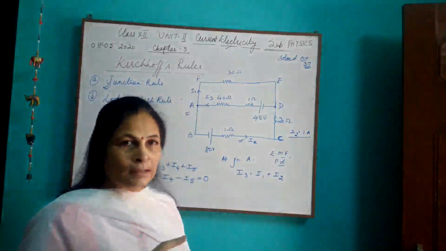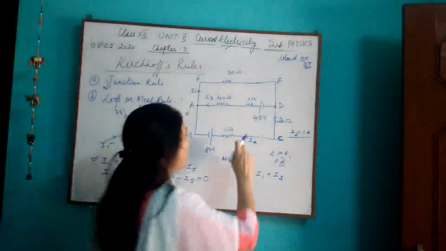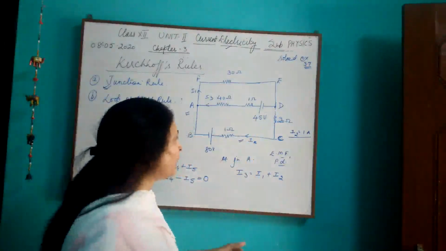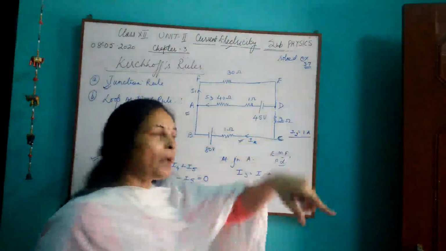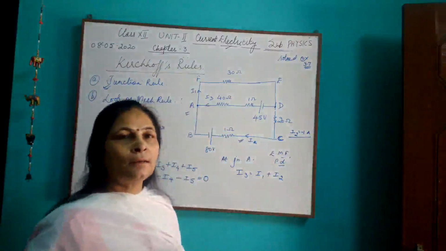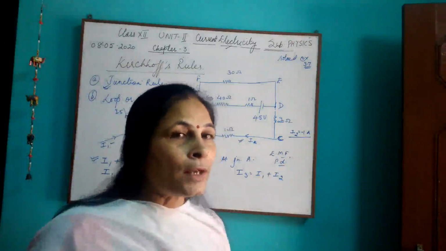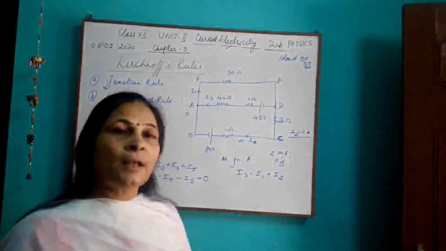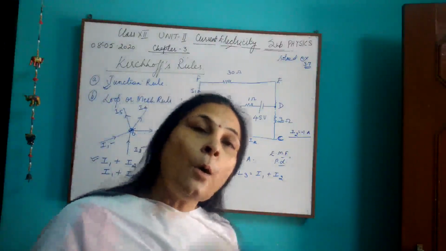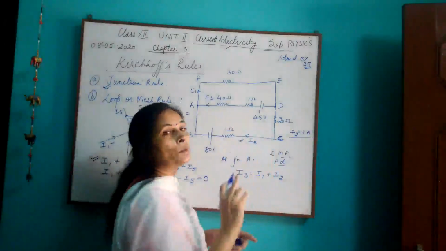And suppose I would not have taken I2 in this direction, I would have taken it in this direction. I can take any direction in the branch. Then my I2 will automatically come out to be minus 1 ampere. So what will I understand from here? That whatever direction I had assumed for I2, the current shall be in the opposite direction to that. Then I2 will be minus 1.